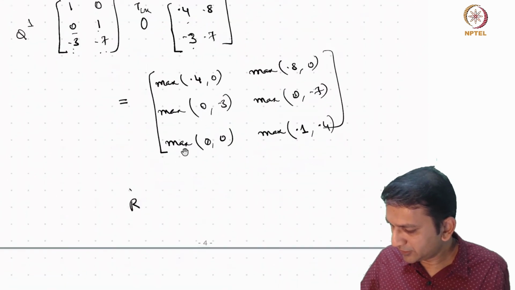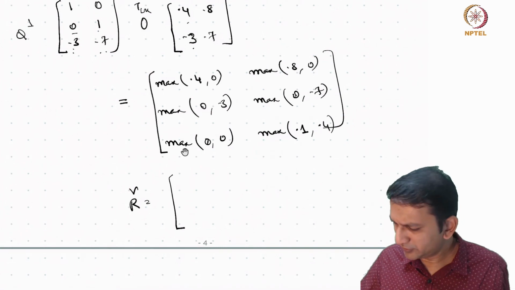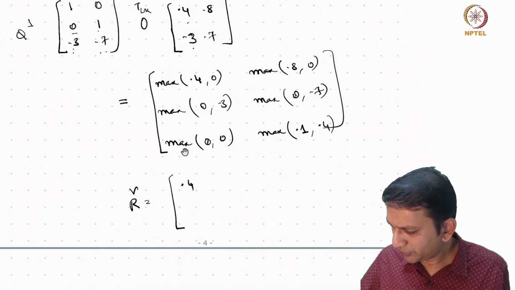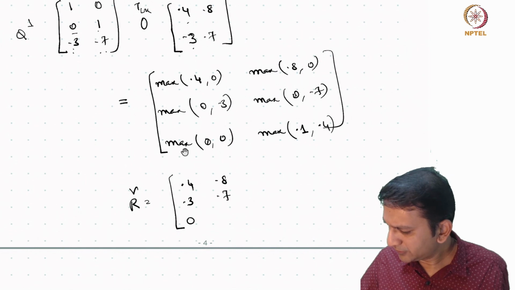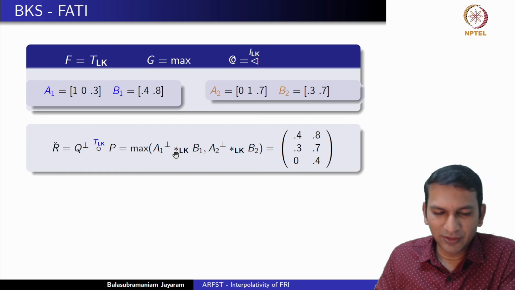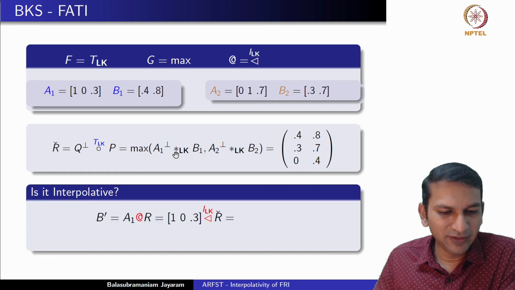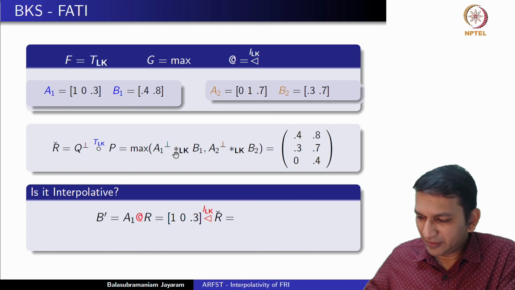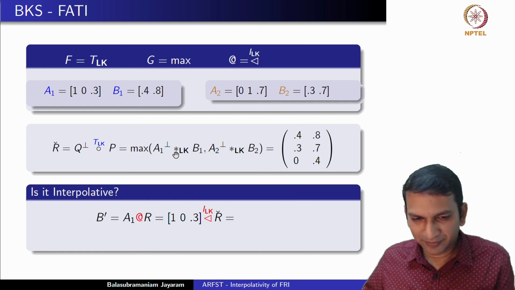Now that R check is given as follows: 0.4, 0.3, 0, 0.8, 0.7, 0.4. So this is the R check we have got. Only question is, is it interpolative? Well, let us check once more.